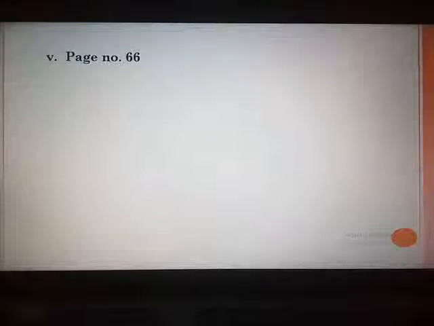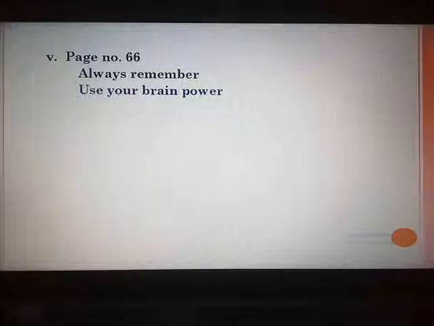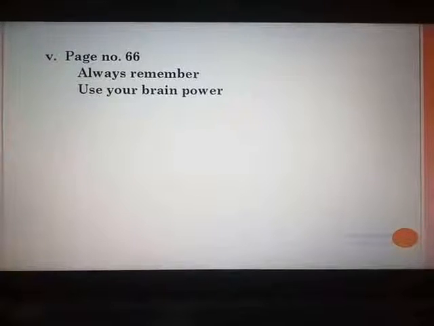Right on the top you have 2 blocks. One is Always remember, the other one is Use your brain power. Remove both these activities. Both the activities should be removed. On the same page in the center you have Try this. An activity is there. Remove that activity.